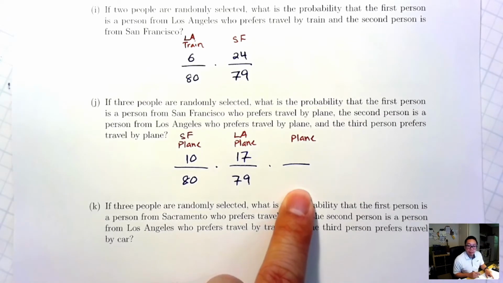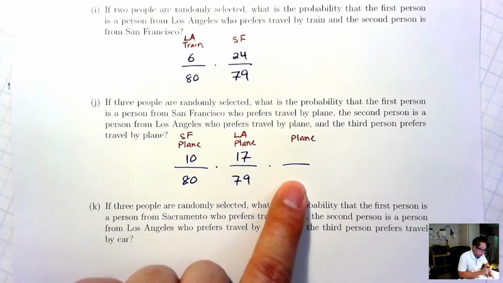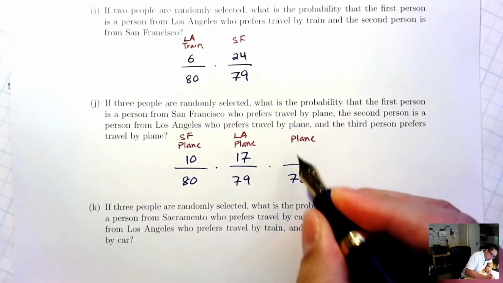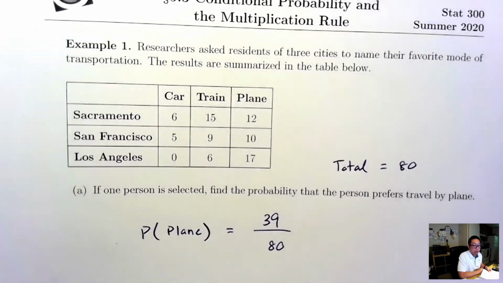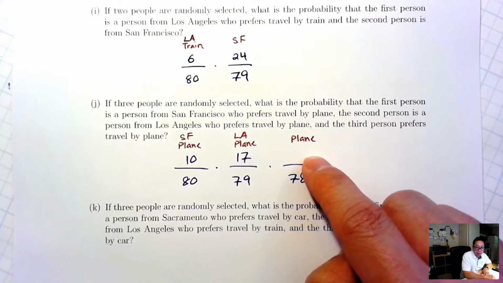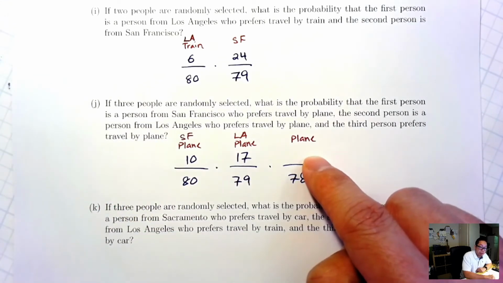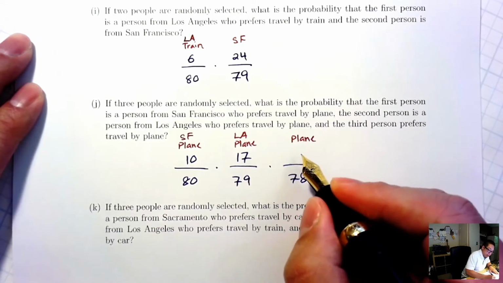Third fraction, okay, the bottom's going to be reduced by 1 again because we chose 2 people already. So we should be down by 2, which means we're now at 78 for the total. And then plane. Plane together is 12, 10, 17, which is 39. But you have to ask yourself, have you used any plane numbers yet? And you have, right? You used plane numbers in the first slot and you used plane numbers in the second slot. So we're actually down by 2. So this should be 37. So not 39, not 38, but 37.